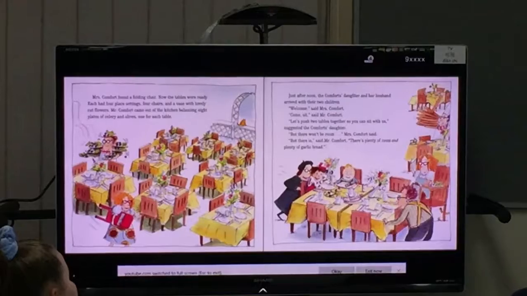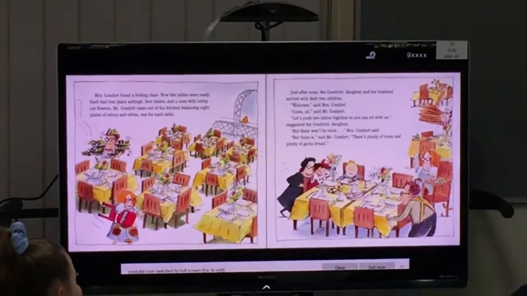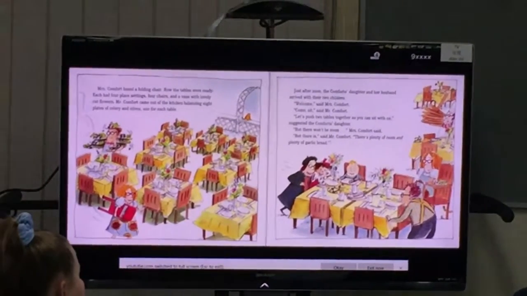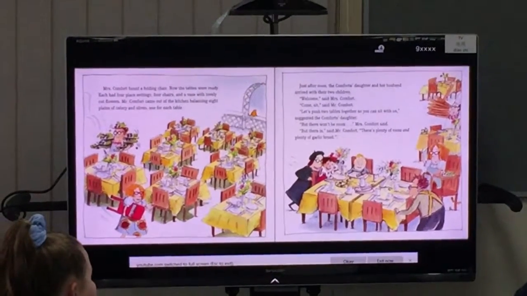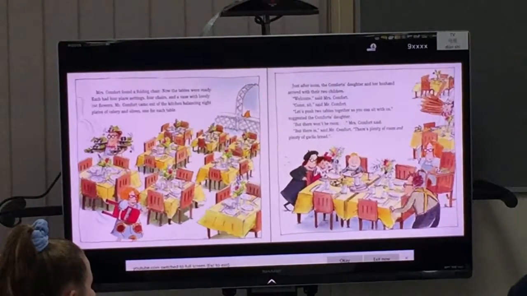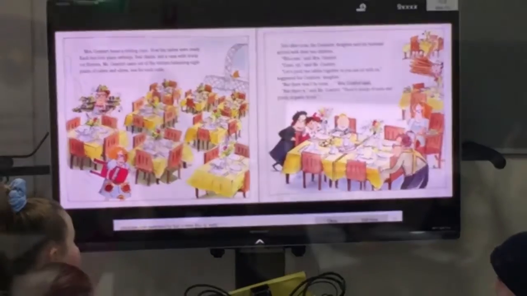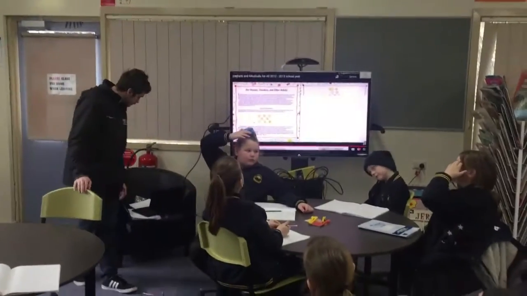Mrs. Comfort found a folding chair. Now the tables were ready. Each had 4 place settings, 4 chairs, and a vase with lovely cut flowers. Mr. Comfort came out of the kitchen balancing 8 plates of celery and olives.